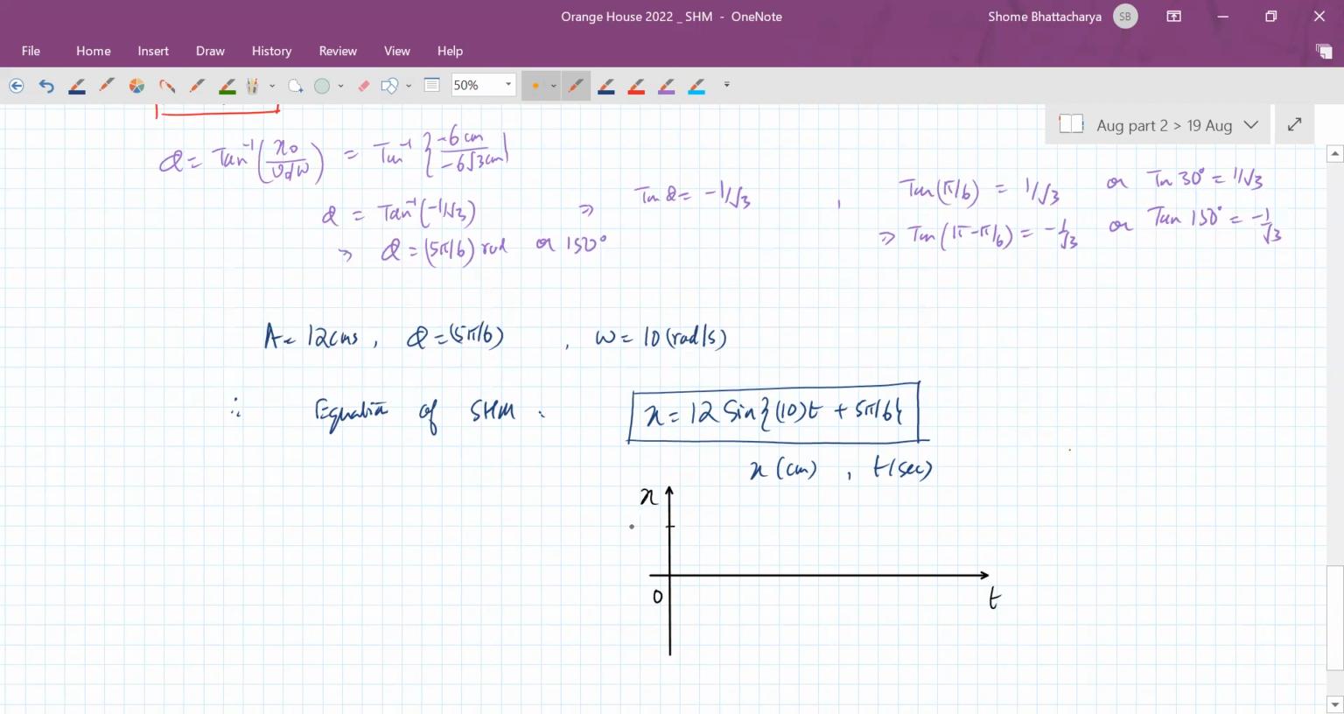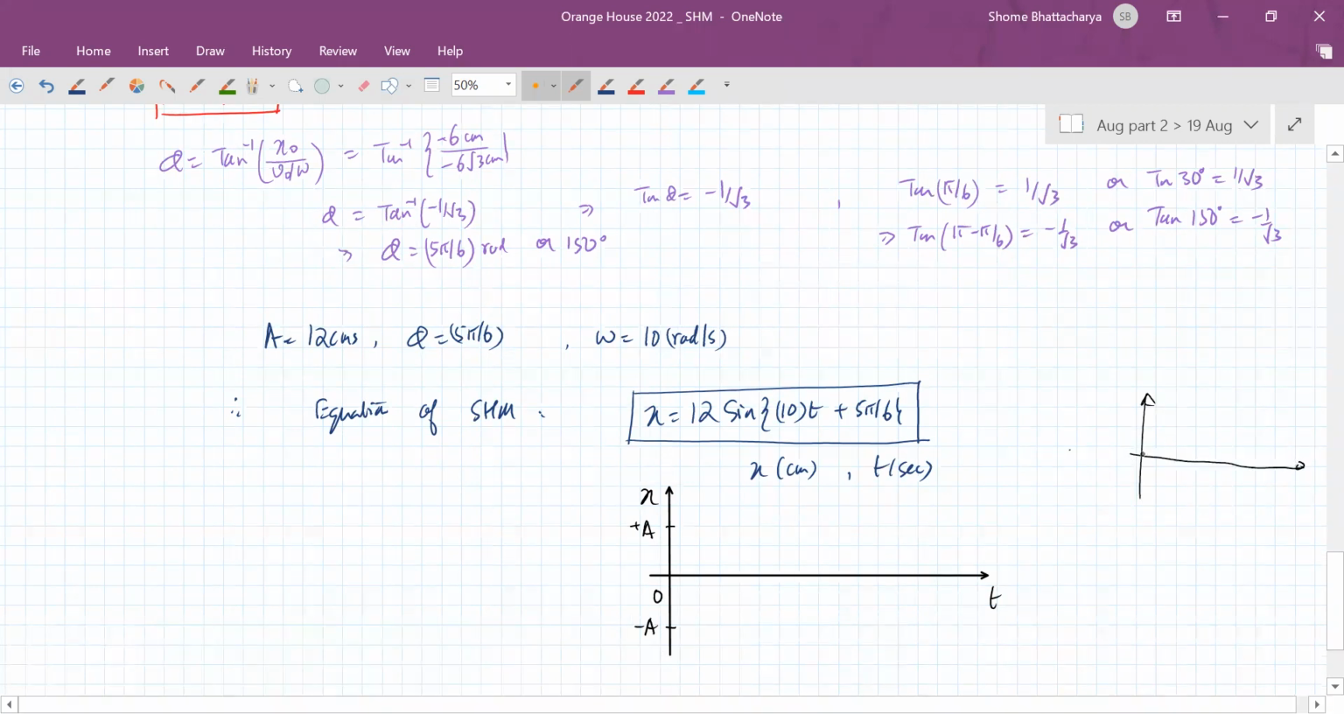So this is positive of the amplitude, this is negative of the amplitude. Now see a general sine graph, how it looks like. It looks like this. This is this type of graph. Okay. Now here what is happening?